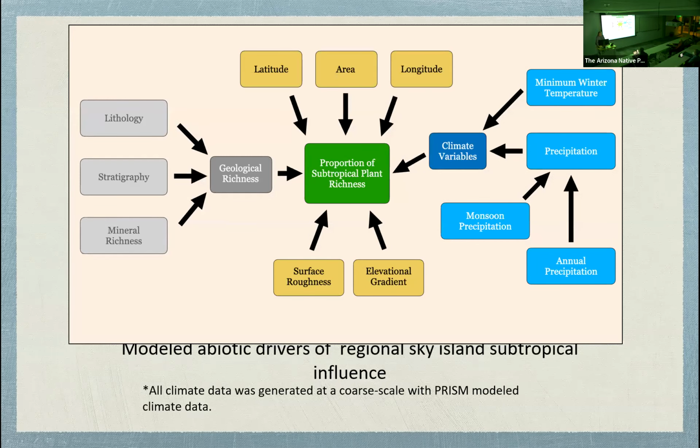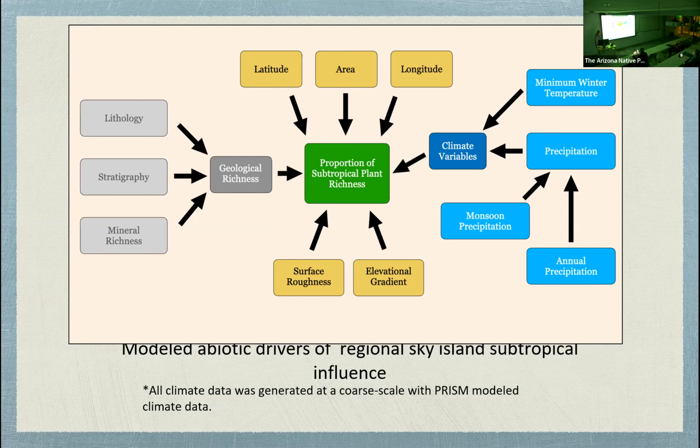This is what we're looking at. These are some of the variables that we looked at to determine what are the drivers of regional sky island subtropical influences. And a lot of these are what you would expect. So we looked at latitude and longitude, two very important things.